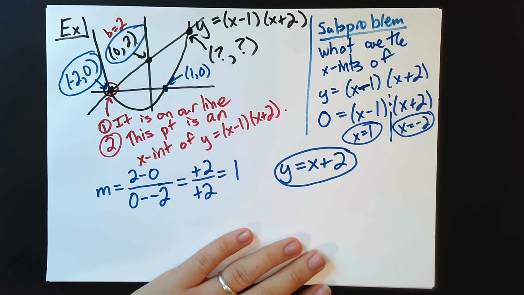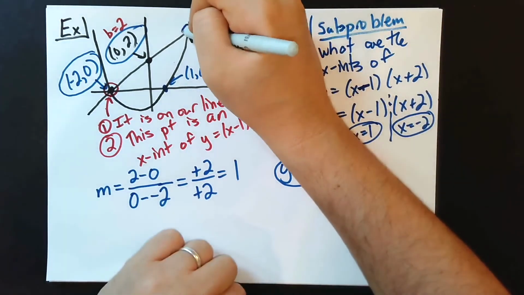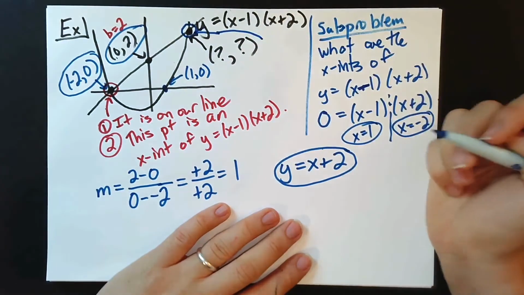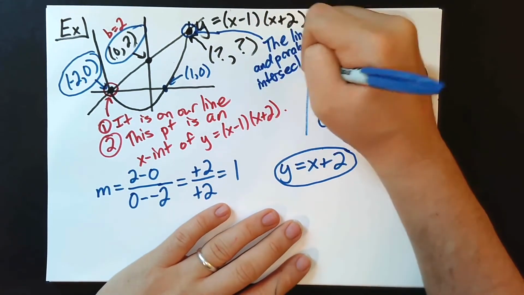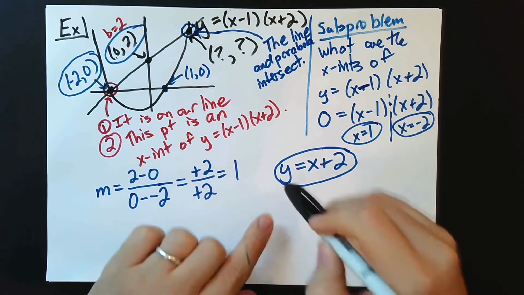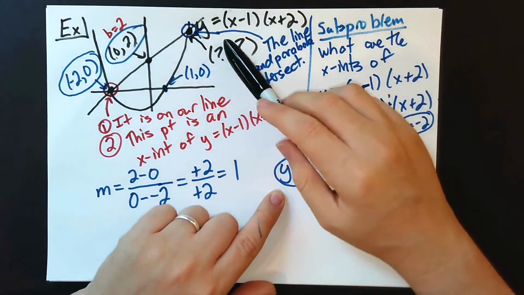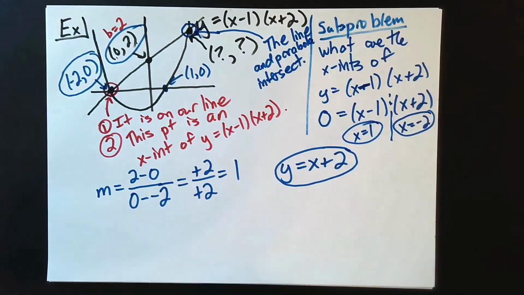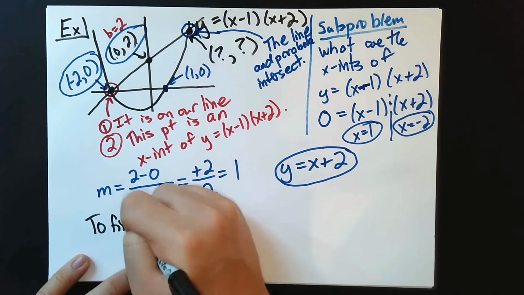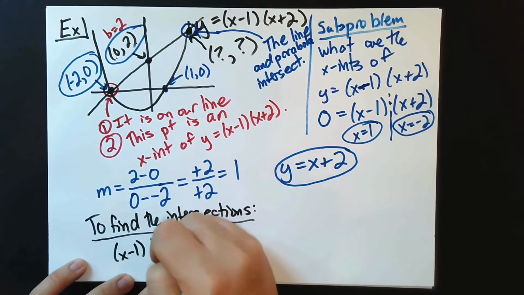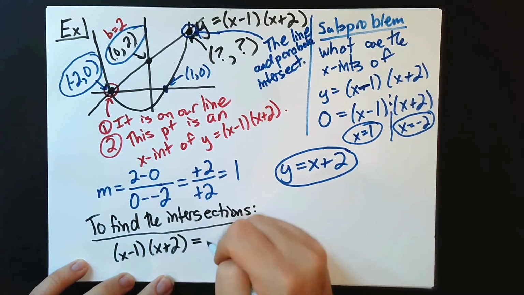And what is special about this point? Well, you might notice that at the point we're looking for, the line and parabola intersect. And we went over in the last section how to find the points where two graphs intersect. Namely, we want to take the graphs y equals x plus 2 and y equals (x minus 1) times (x plus 2) and find where they intersect. We're going to do that by equating the outputs of these two things. That is, I'm going to take (x minus 1) times (x plus 2) and set that equal to x plus 2.